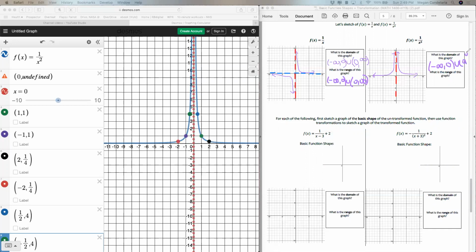Oh, I didn't leave myself enough room. I apologize. To infinity. Oh, sorry. We'll make it look neater when I do it on the board behind me.